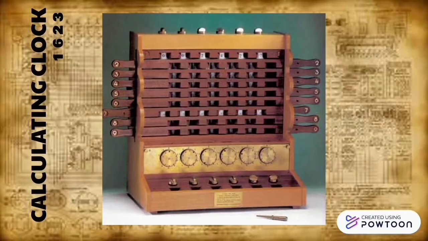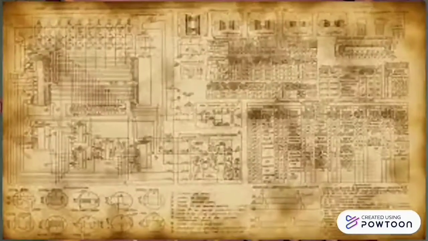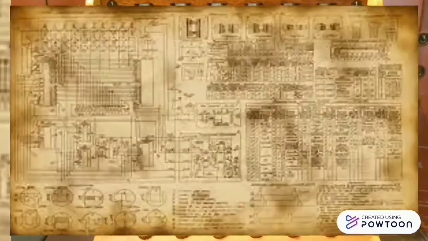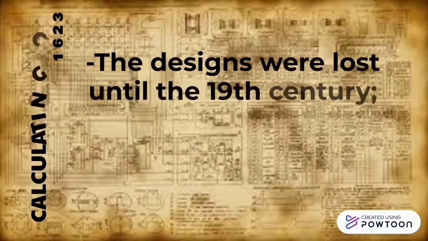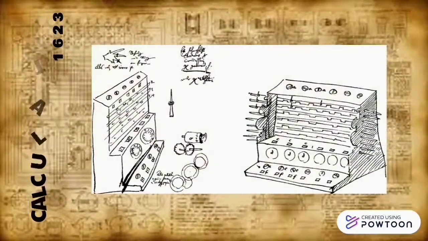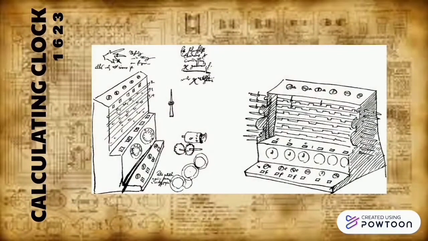Schickard's letter mentioned that the original machine was destroyed in a fire while still incomplete. The designs were lost until the 19th century. A working replica was first constructed in 1960. Mr. Bruno Freytag-Loringhoff, professor of philosophy at the University of Tübingen, created the first replica of Schickard's machine.